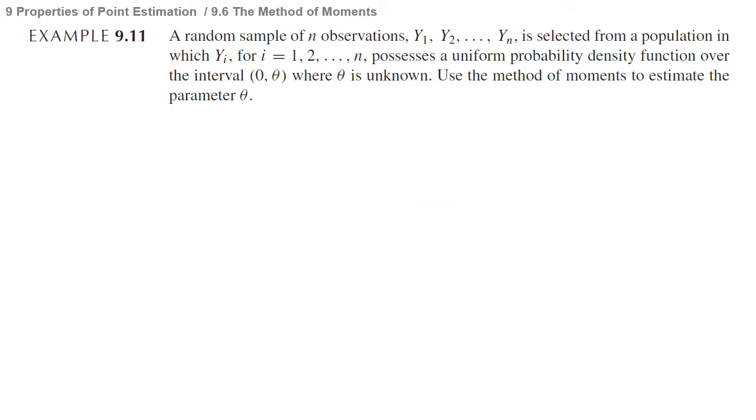Let's move on to example 9.11. A random sample of n observations y1 to yn is selected from a population in which yi, for i equals 1 to n, possesses a uniform probability density function over the interval from 0 to theta, where theta is unknown. Use the method of moments to estimate the parameter theta. So the density function for y is uniform from 0 to theta. So it is 1 over theta for y from 0 to theta, and 0 otherwise.